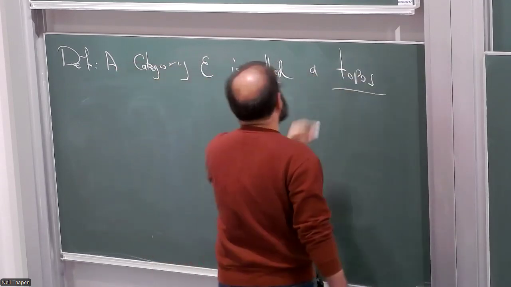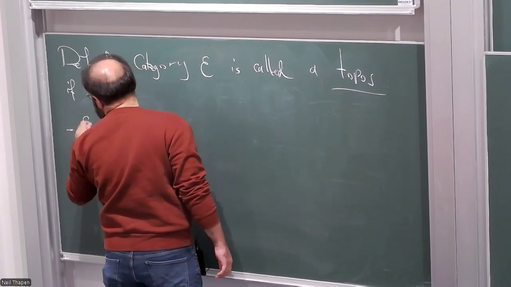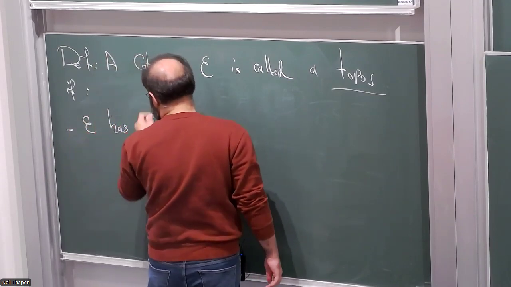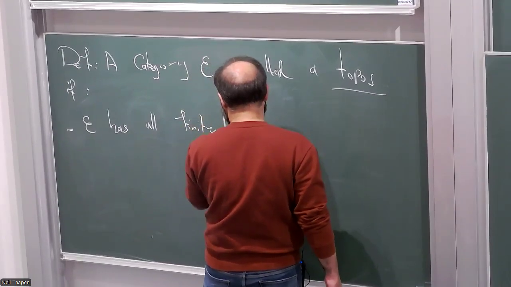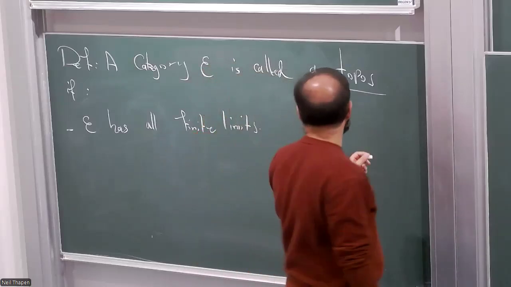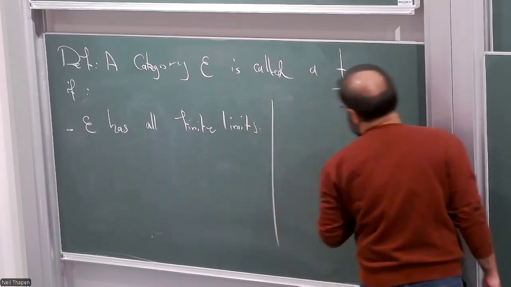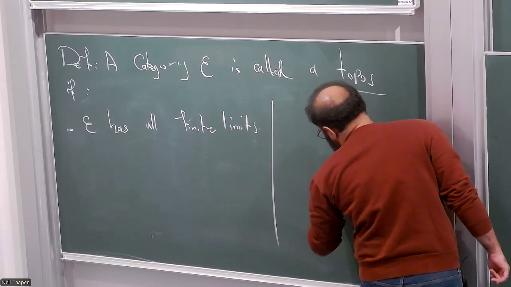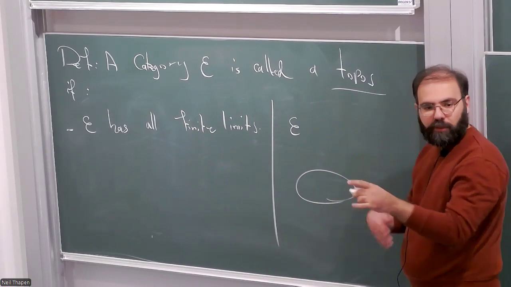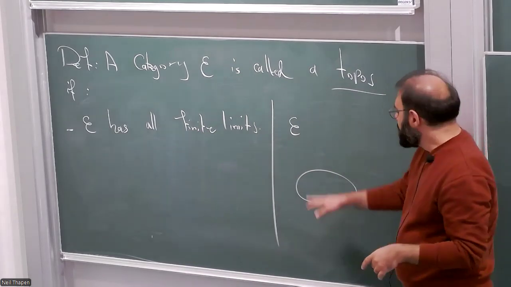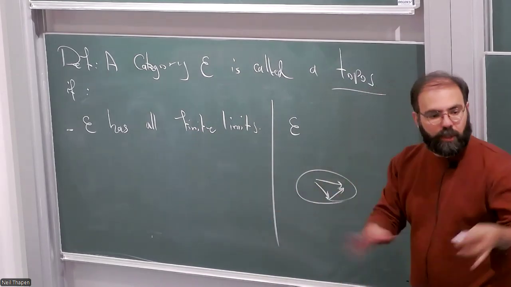If you have these three things, so first, E has all finite limits. So I have to just recall what it means. Limit simply means that you have a diagram in E, right? And finite means that everything is finite here, so the number of nodes and arrows, etc. And it's a diagram. So it could be something like this, that everything commutes, something big, small, I don't care.